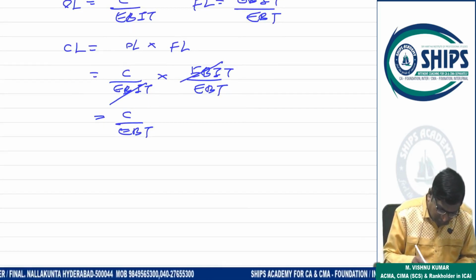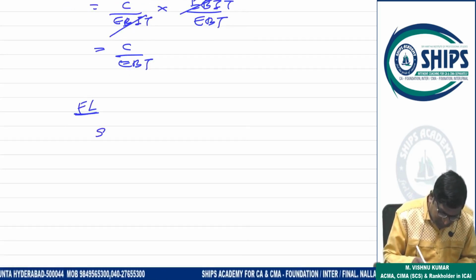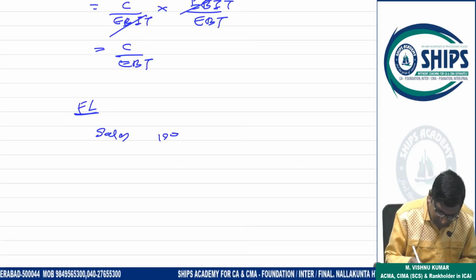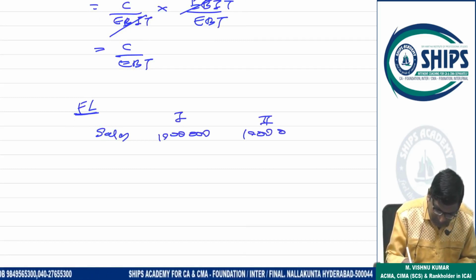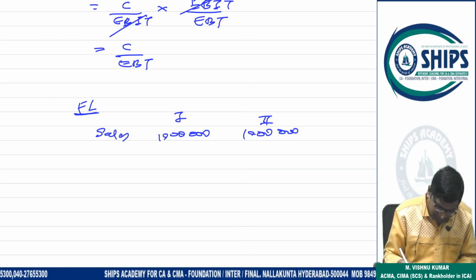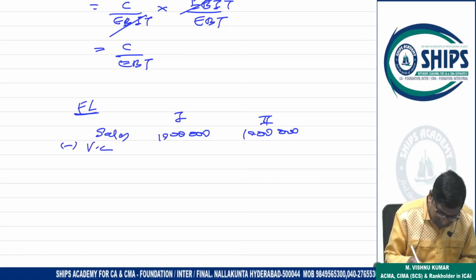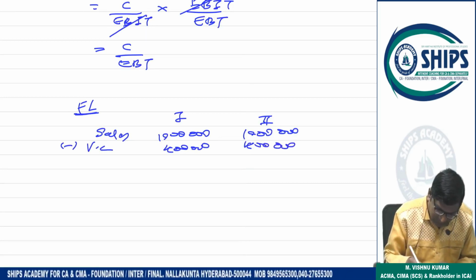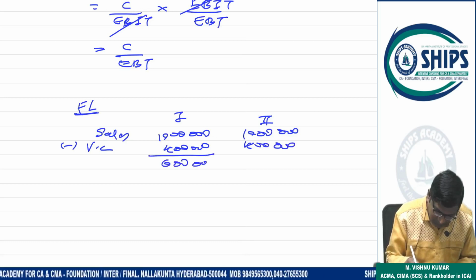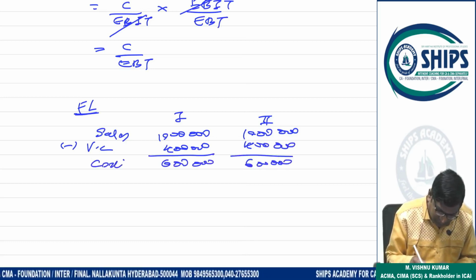Okay. Now we are understanding financial leverage. Suppose sales. This is the first situation, 10 lakhs. Second situation also 10 lakhs. Minus variable cost. This is contribution.